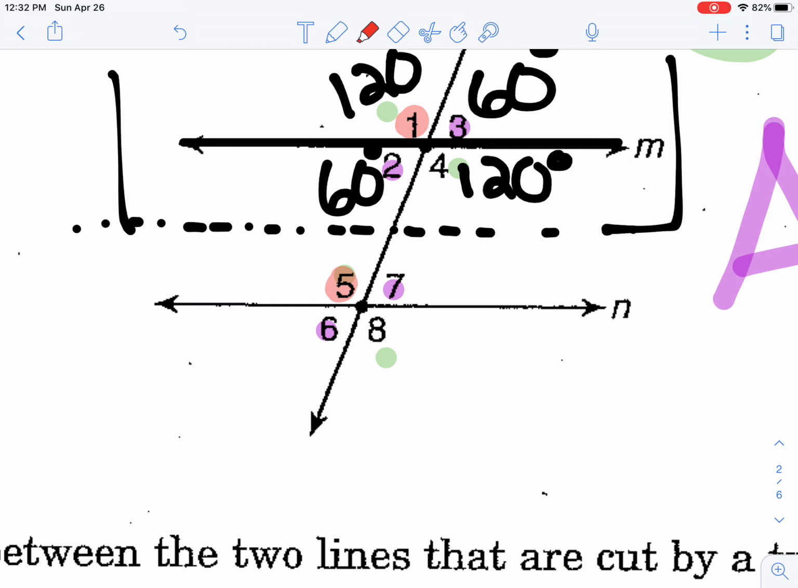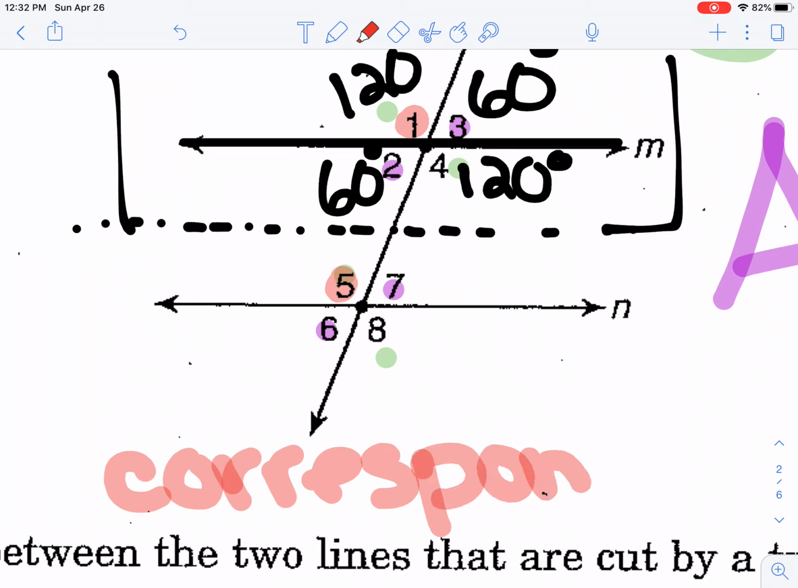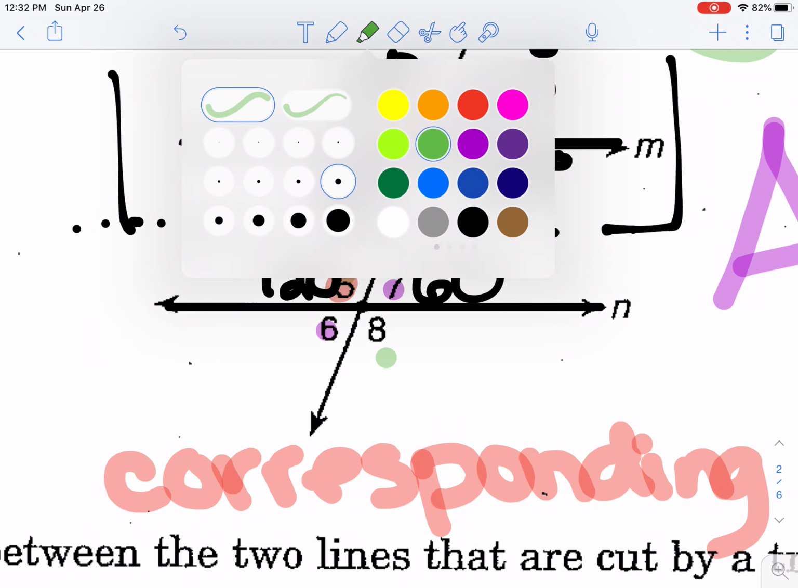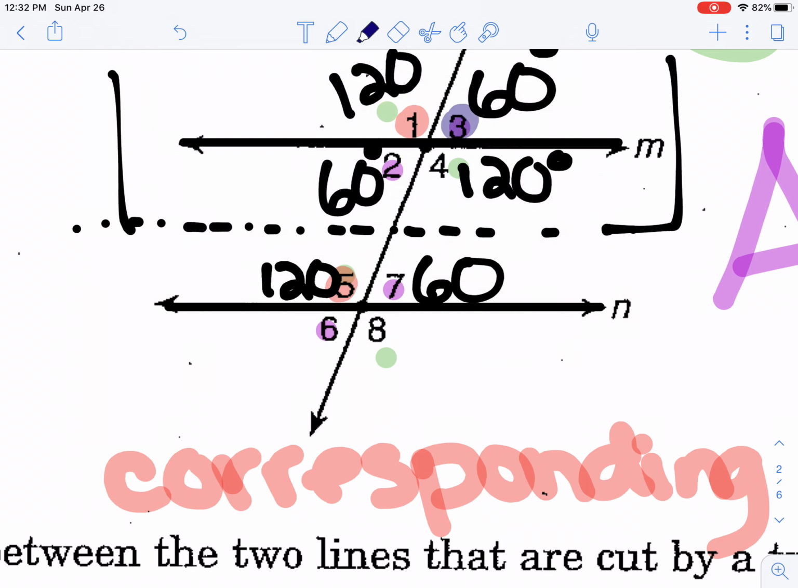Oh, well, they are in the same spot because they are called corresponding angles. Okay, so 1 and 5 are equal in measure. So if 1 is 120, so is 5. Well, wait, if 5 is 120, then 7 has to be 60 because 5 and 7 make a linear pair. Or, 3 and 7 are corresponding.